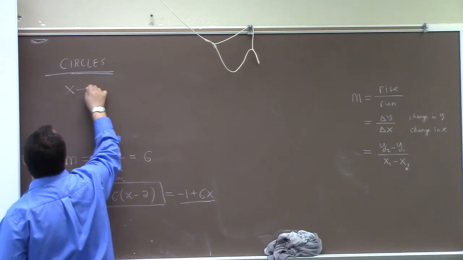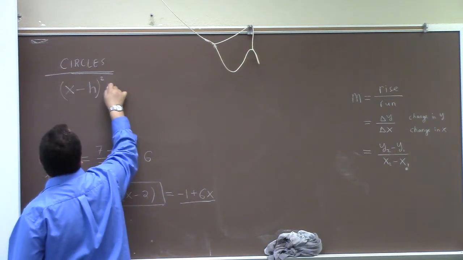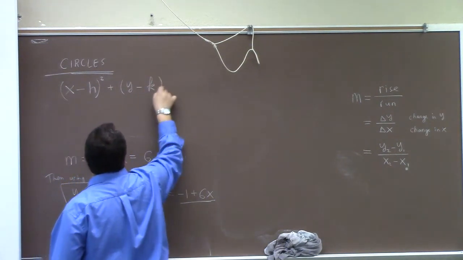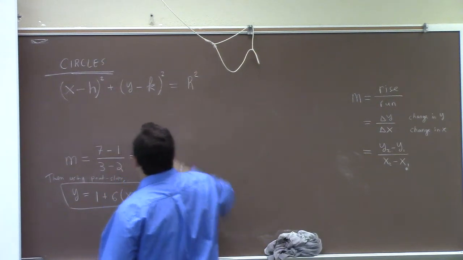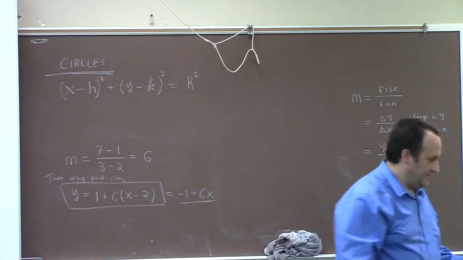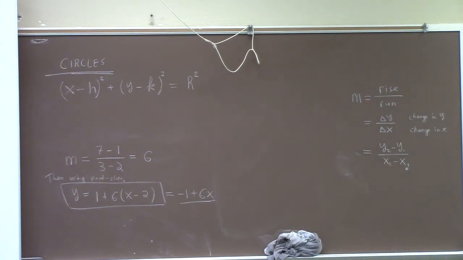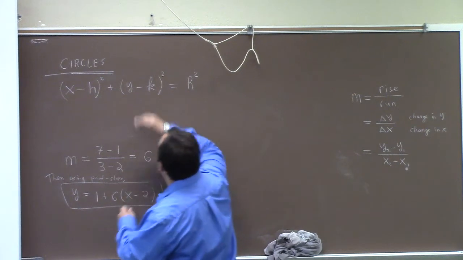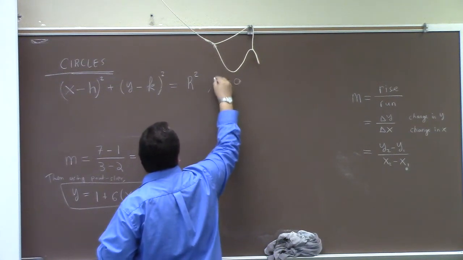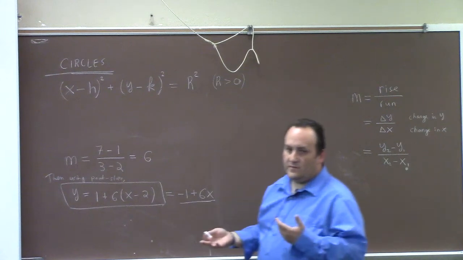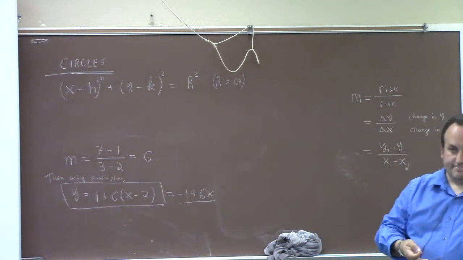So if we have x minus h quantity squared plus y minus k quantity squared equal to r squared. If you think about what this means in terms of the distance formula, the solution to this is going to be the set of points that are distance r away from a center point h comma k. In other words, this is a circle. Here I'm assuming r is greater than 0, for specificity. This is a circle with radius r that's centered at h comma k.